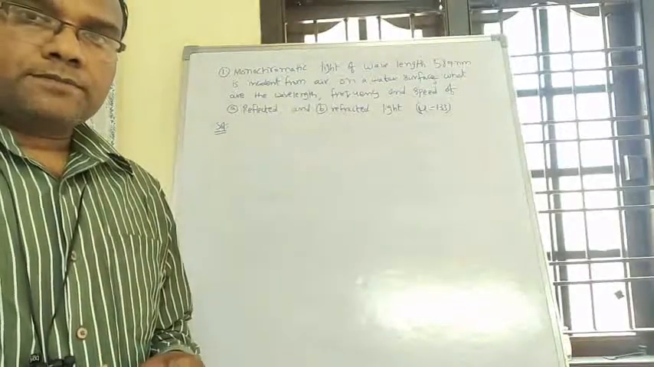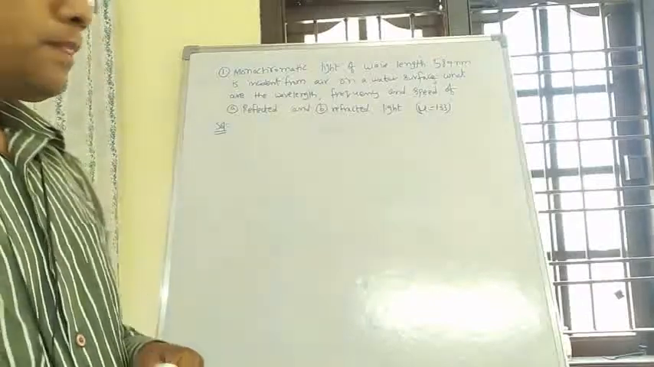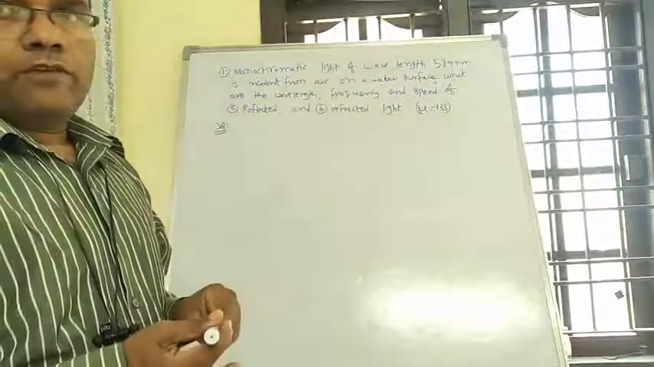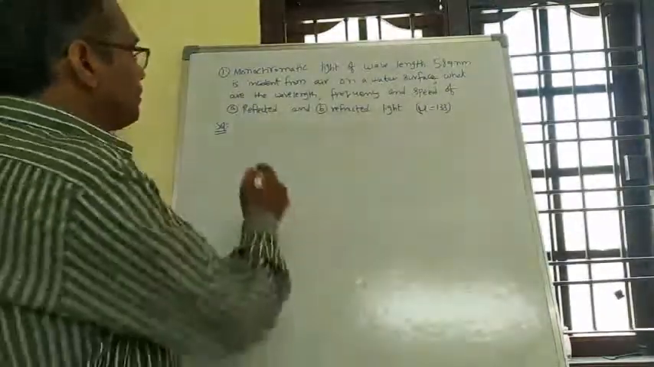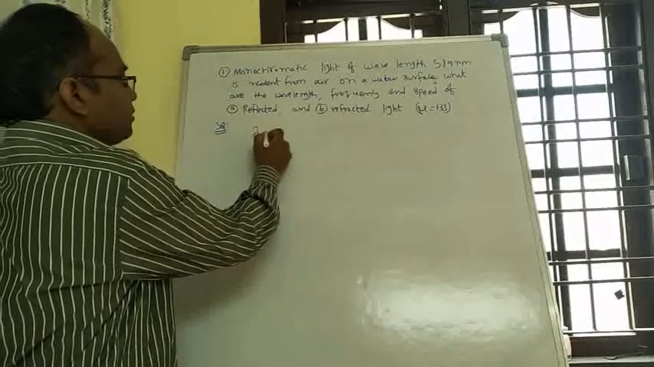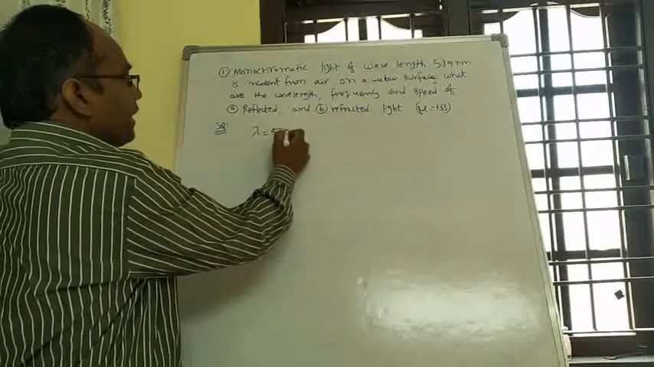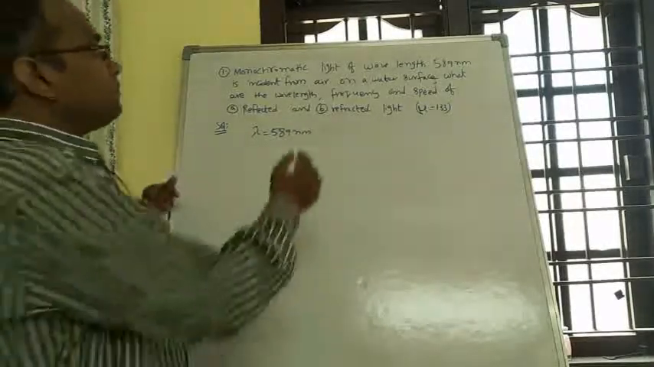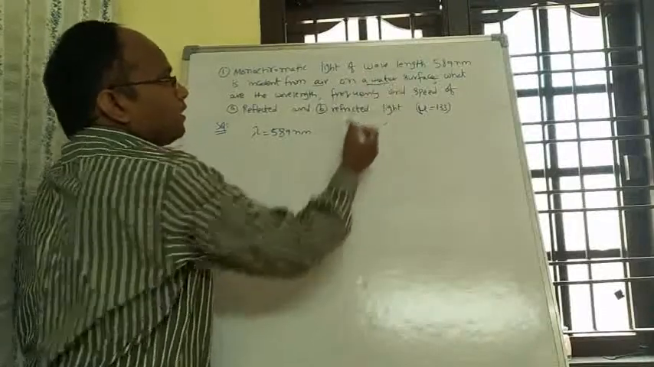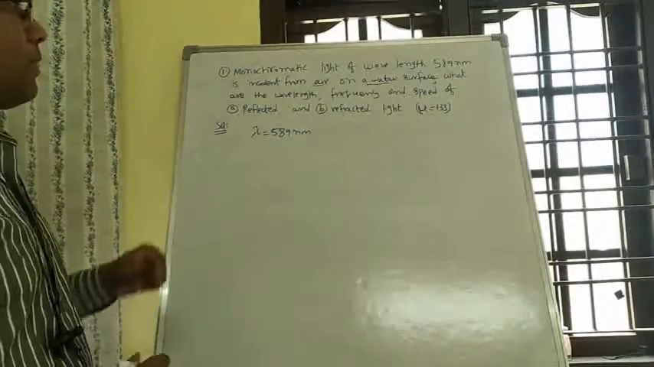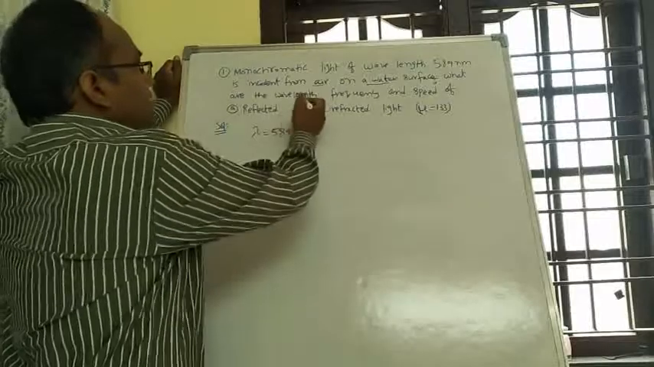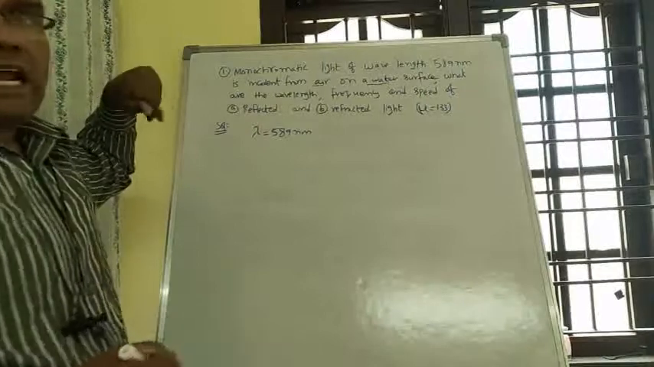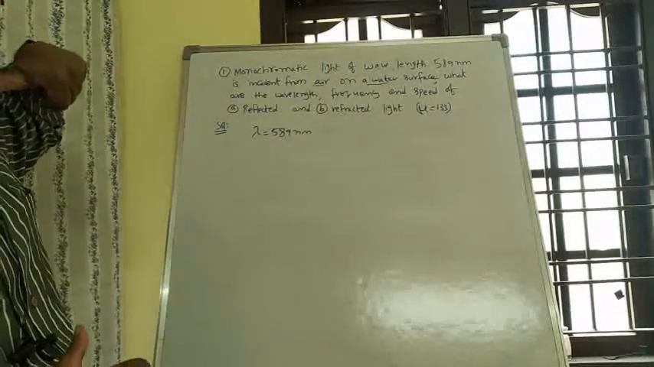In wave optics, the first problem we are solving: monochromatic light of wavelength lambda, where wavelength is represented by lambda, equal to 589 nanometer, is incident from air onto a water surface. What is the wavelength, frequency and speed of the reflected light? So we are talking about the reflected light.